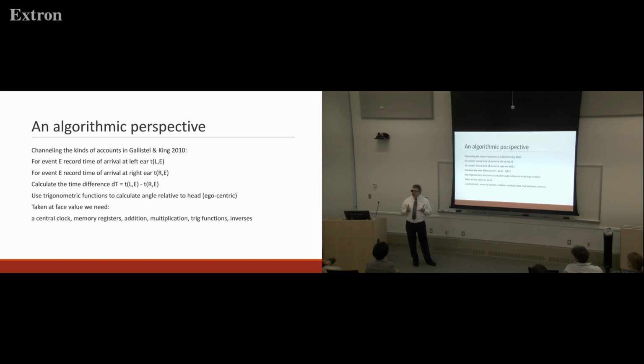Now, that taken at face value seems to mean that we need a central clock that is governing the time, so that you can't have lots of clocks in the brain. You have to have a clock devoted to this that both ears can have access to. You have to have memory registers because you have to be able to store these values, like to take a timestamp, store that in a register. You have to do addition, multiplication, you have to do trig functions, you have to do the inverses of all those things, right? And that sounds like a lot for the animal to have.